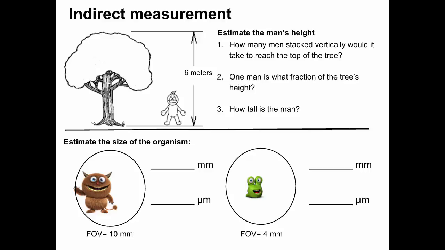So once we know this, we can use our known diameter of the field of view to estimate the size of objects. And here's an example not involved with a microscope. We call this indirect measurement. Okay? So if we know the height of this tree is 6 meters, we can figure out how tall Mr. Arcuri is. Because what we do is we say, all right, how many Mr. Arcuris would you have to stack up to reach the top of the tree? 2.5? Yeah, about 3.